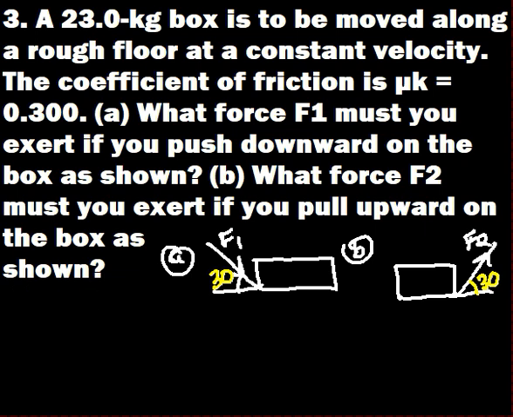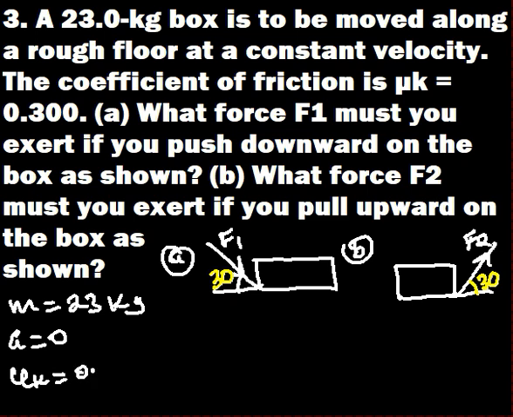We have the mass of the box, which is given as 23 kgs. Mind you, the masses have to be in kgs. And I moved it along the rough floor at a constant speed. Being at a constant speed means the acceleration is zero in all cases. And we have mu k, the coefficient of kinetic friction, given as 0.3.